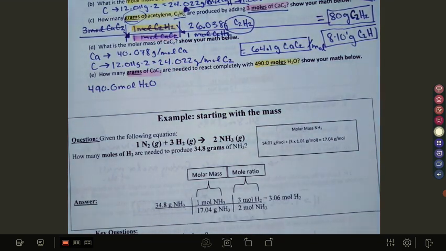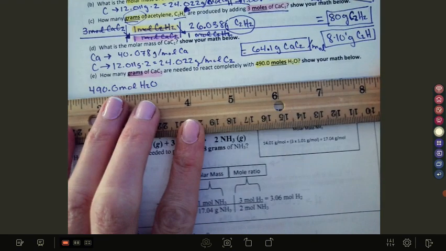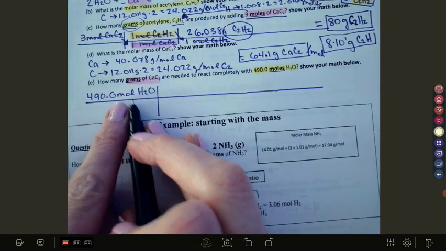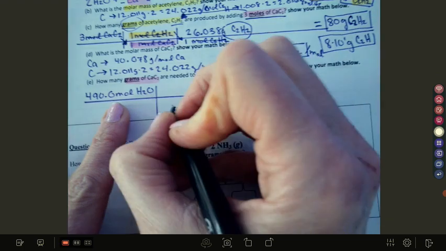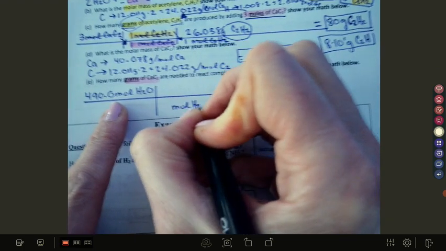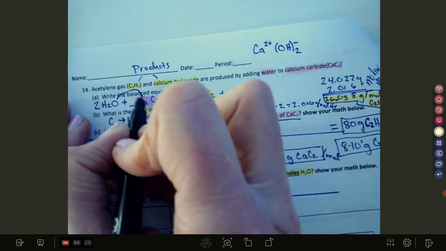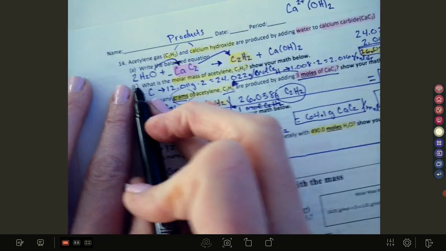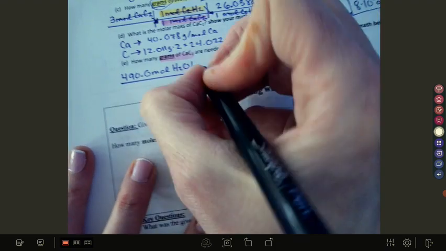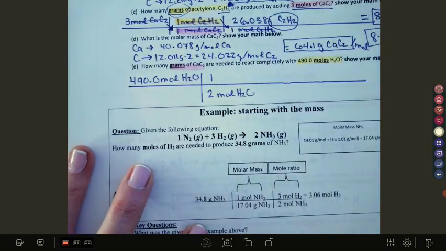Do we think we got this one? All right, so what has to go on bottom, guys? This first conversion factor needs what for a unit on bottom? Yeah, moles of H2O. Now, if we want to go from H2O to calcium carbide, I know there's 2 moles of H2O for every 1 mole of calcium carbide.